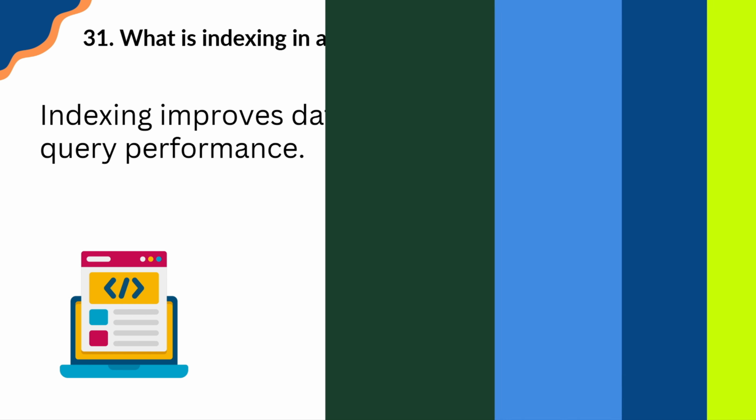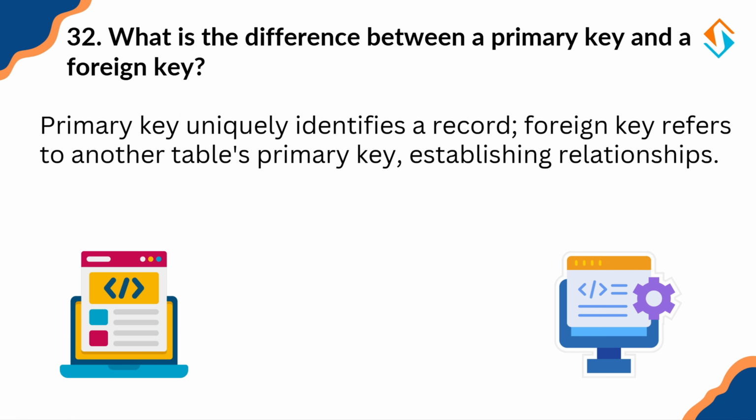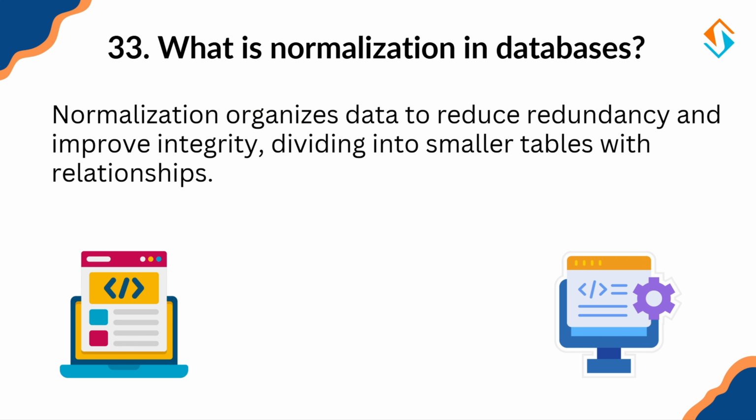Now friends, let's jump to the next question. What is the difference between a primary key and a foreign key? A primary key uniquely identifies each record in a table, while a foreign key is a field that refers to the primary key of another table, establishing a relation between tables. Okay. Next question is, what is normalization in databases? Normalization is the process of structuring a database to reduce redundancy and improve data integrity. Data is split into smaller related tables, avoiding duplicate data storage, and follows normal forms 1NF, 2NF, 3NF, etc.